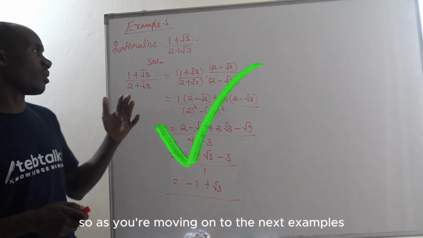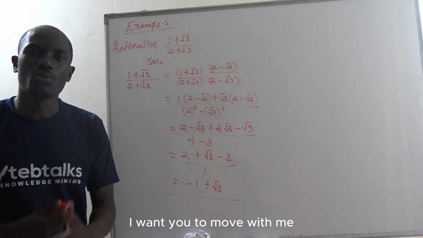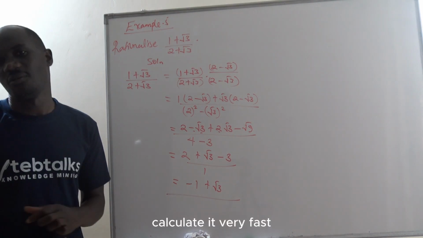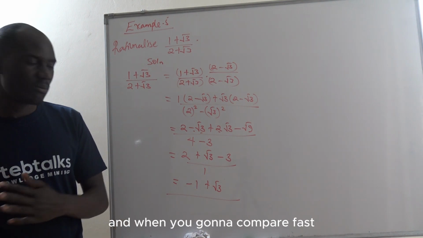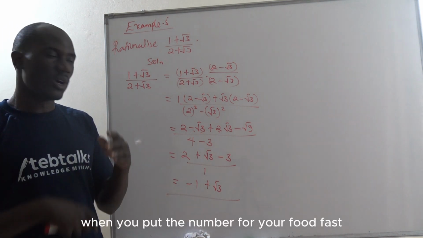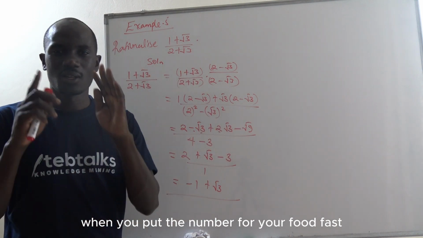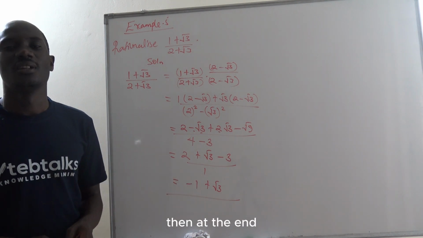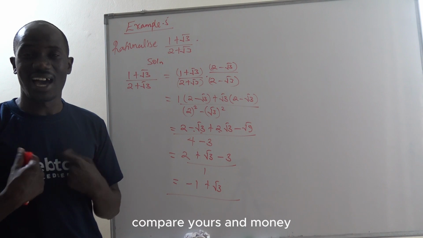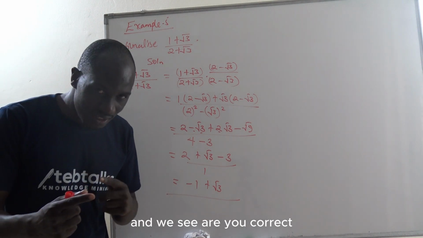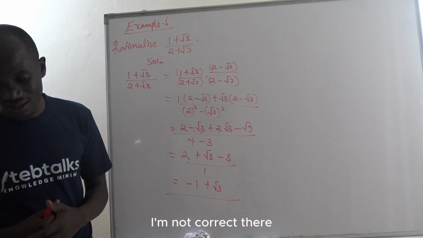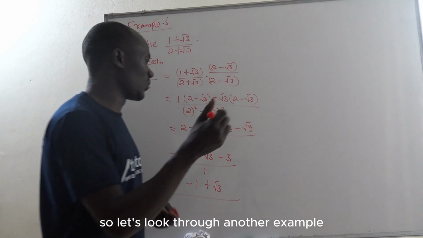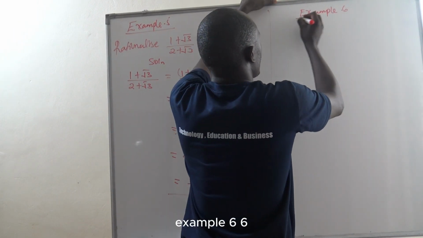So as we are moving on to the next examples, I want you to move with me. When I put an example, when you are there seated with your notebook, calculate it very fast. When I put the number, you are free to first pause and hold on the video. Then from there, first calculate it. Then at the end, compare yours and mine, and we see, are you correct? Or we may find that I'm not correct there, for you may calculate it faster than me. So let's look at another example, example 6.